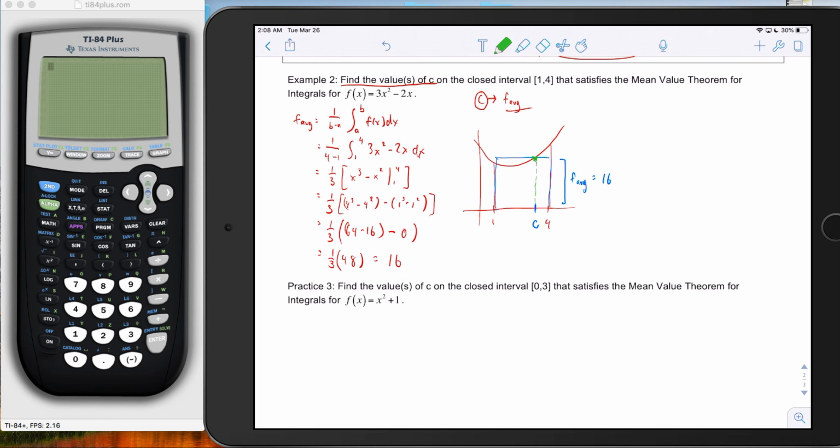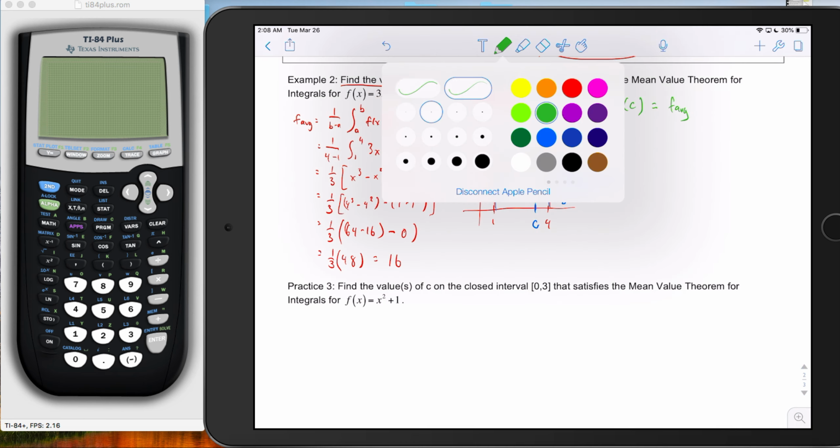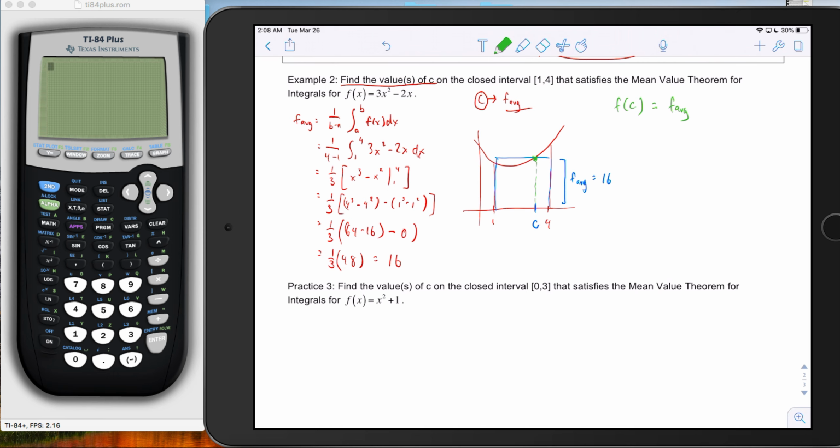So what this basically means is there is some function where if you plug in c, you're going to get the average. So why don't we do that? What is f of c? It's just 3c squared minus 2c, right? Because if the function is 3x squared minus 2x, there must be some c value that will give us the average, which we found was 16. And then you've got a very simple equation to solve.